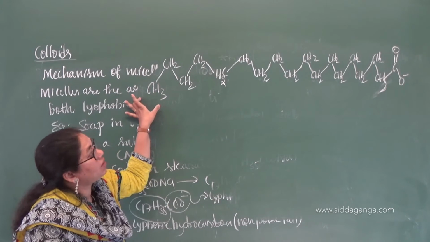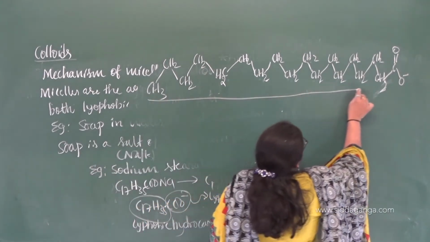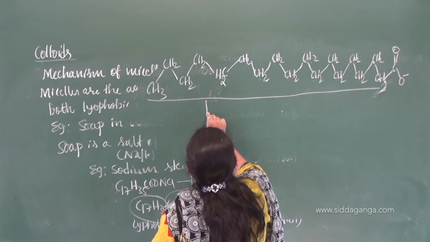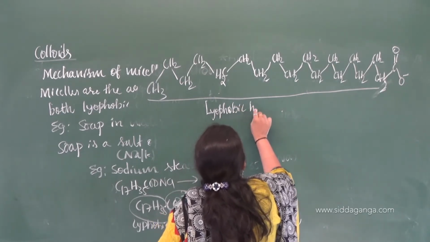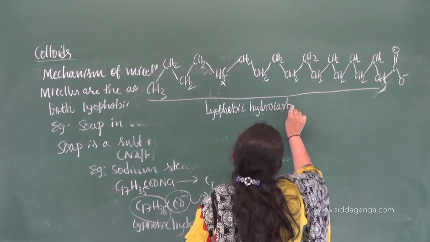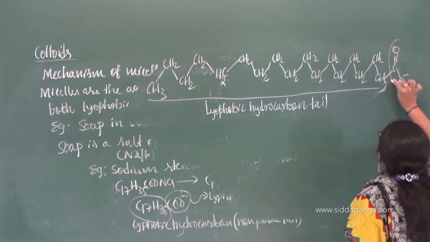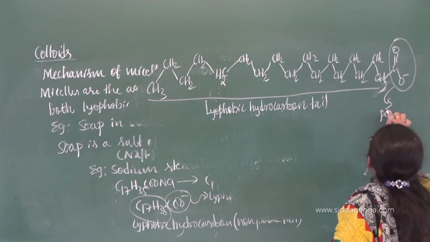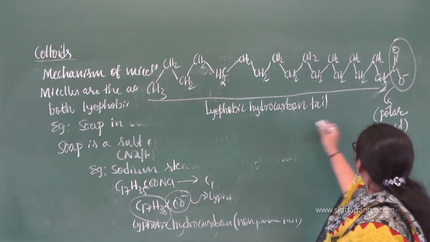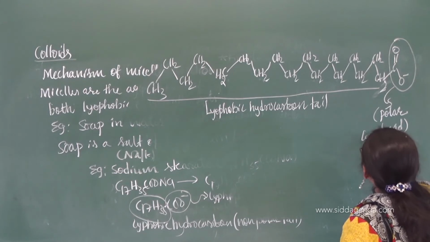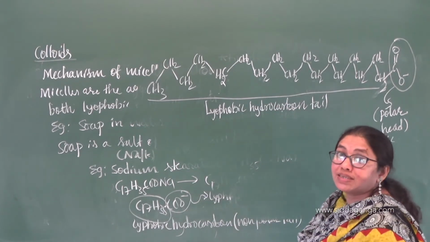So, C17H35, COO, I removed. So, up to this, what you can see here is nothing but the hydrophobic, or you can say lyophobic hydrocarbon tail. And what you can see here, COO minus, it is the polar head. Two parts, both. As it is polar, it is lyophilic in nature. So in the soap, both lyophobic as well as lyophilic parts are there.